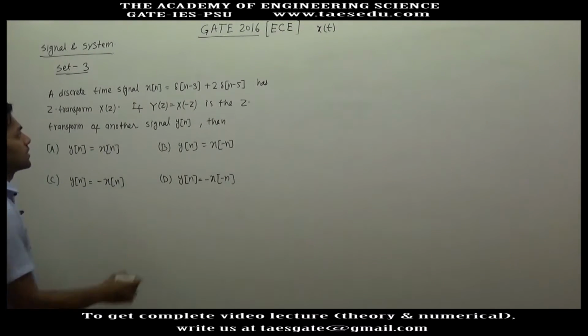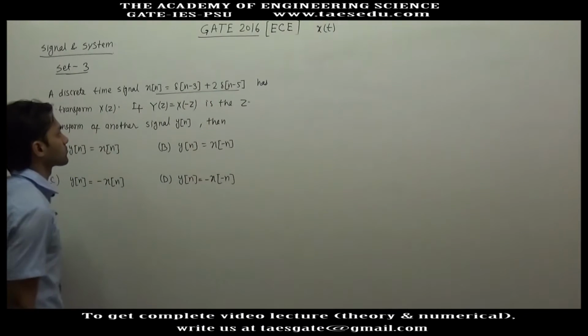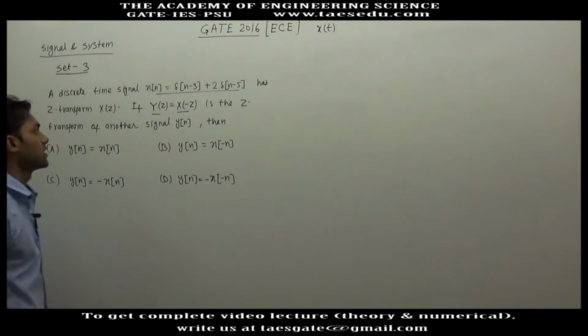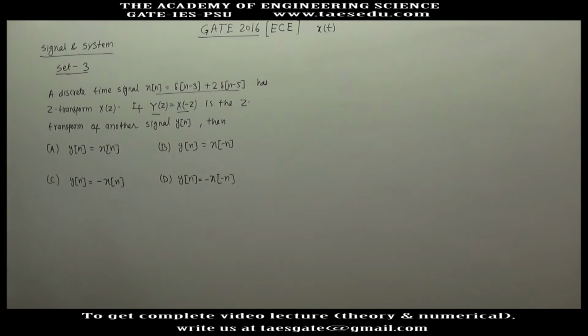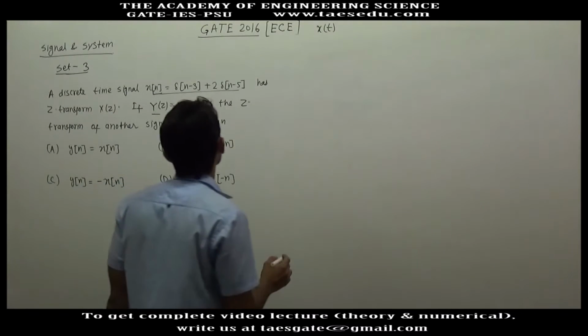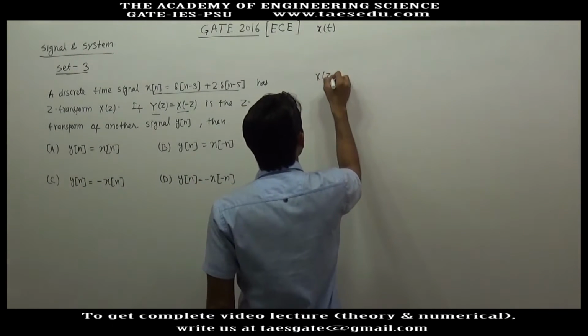In this question, x[n] is given and Y(z) is X(-z). Then we have to find out y[n]. So if x[n] is given, first find out X(z). What will be X(z)?